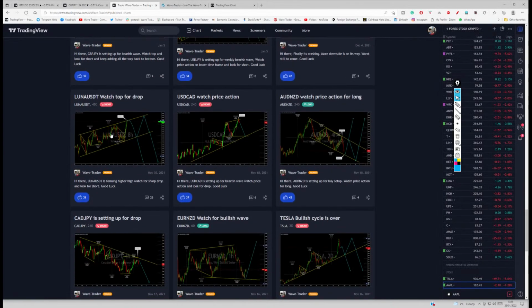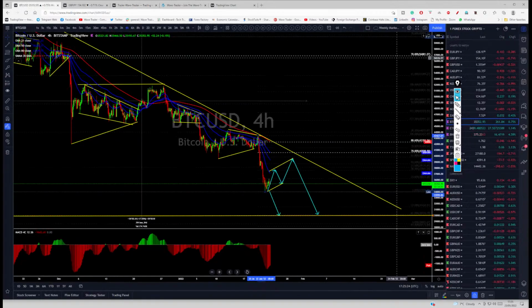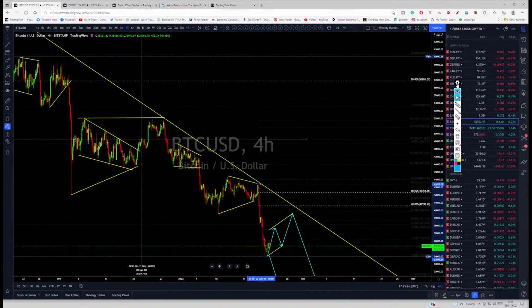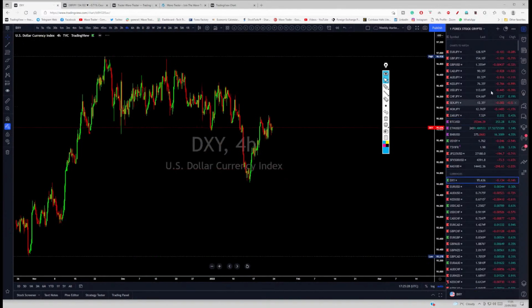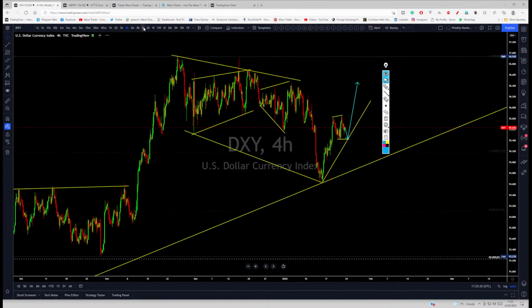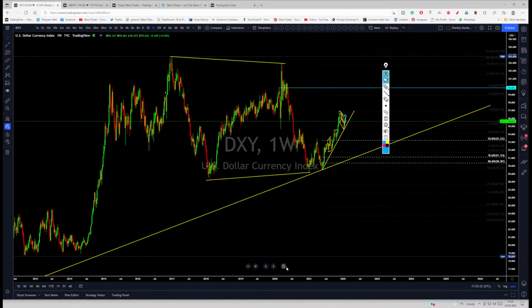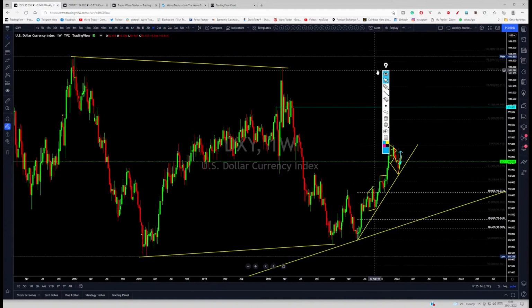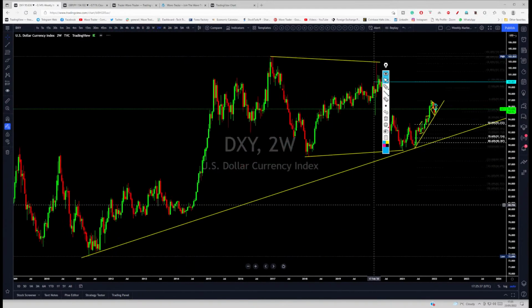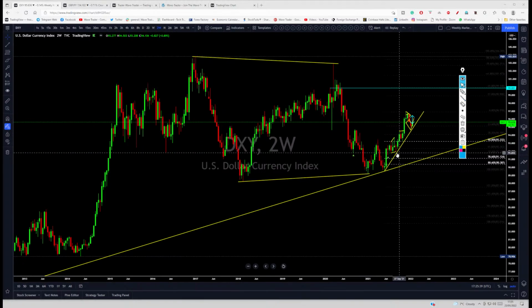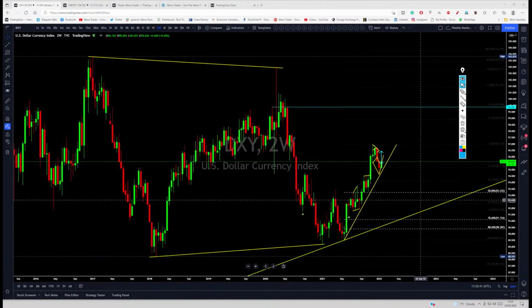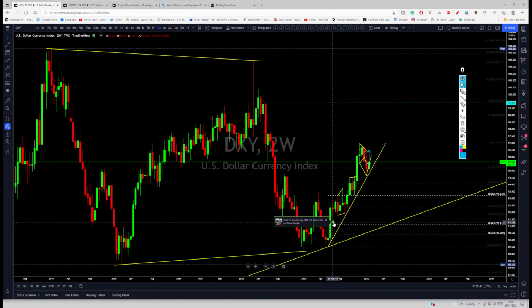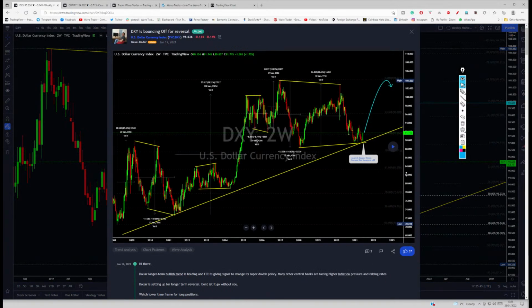Now let's talk about the setups for next week. First of all, I'm going to talk about the dollar index. Simple analysis, the weekly chart is still there and hasn't changed, so you are simply looking for that to play out. The phrase I'm using is that the Fed has trapped themselves in a box.